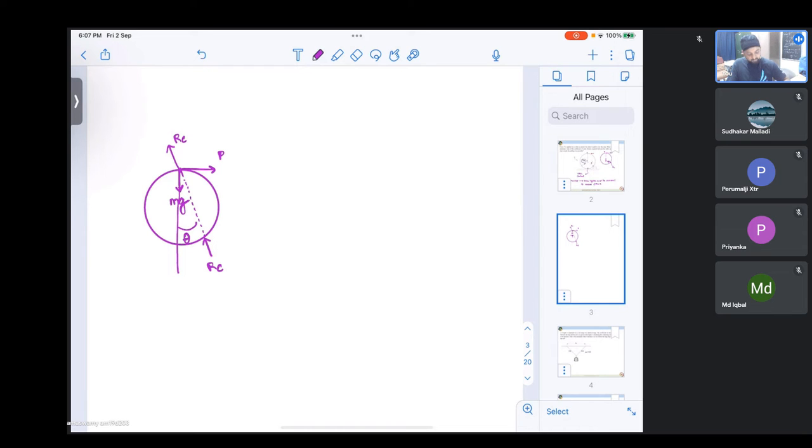Let this angle be some theta. So naturally this angle also becomes theta. So we can write sigma Fx equal to 0 gives us P is equal to RC sine theta. Likewise, sigma Fy equal to 0. What does this give us? It gives us RC cos theta equal to mg. So far so good. We have got two equations.